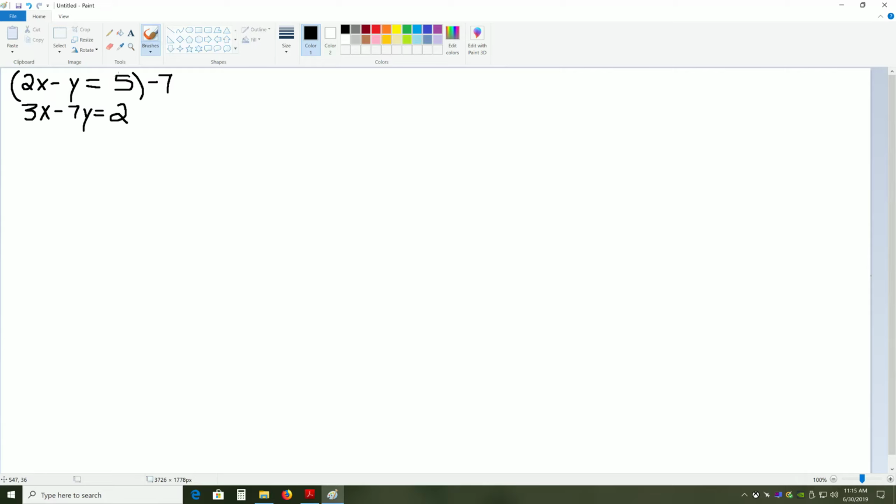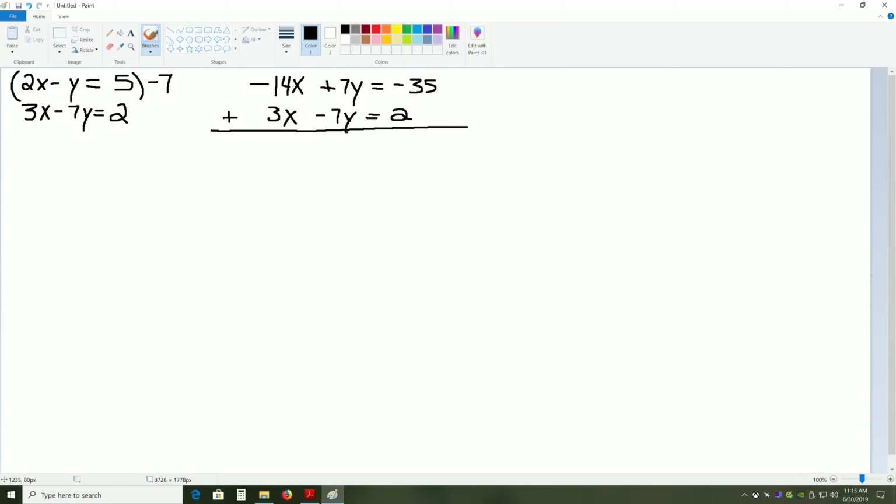So we'll multiply this negative 7 to each term. That gives us negative 14x plus 7y equals negative 35. And from here we just copy the second equation down just as it was. And now the addition method says we can add these two equations together.